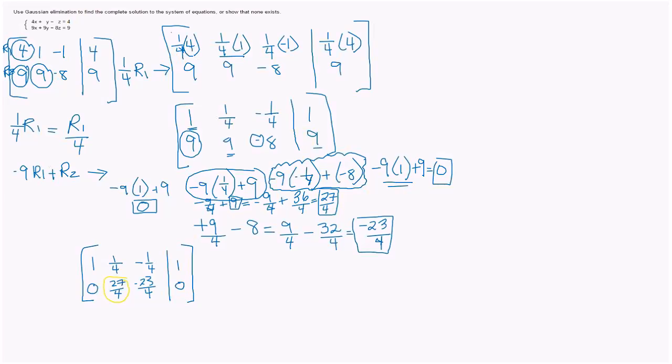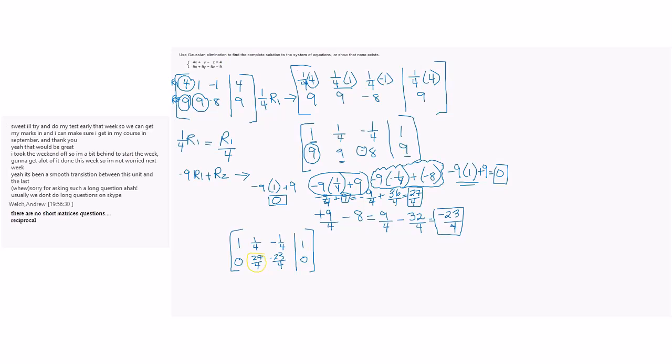So what I can do in this situation is, normally when you have a fraction and you want to change it to a 1, you want to flip it, multiply by its inverse, its reciprocal. So that's what we're going to do. If 27 over 4 is our fraction, then we're going to multiply it by 4 over 27.